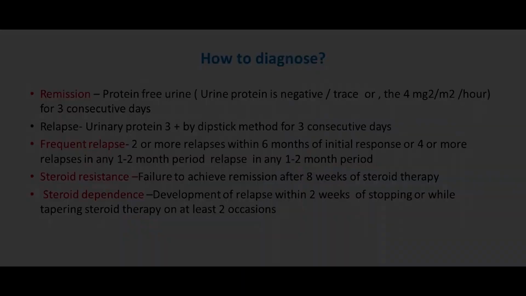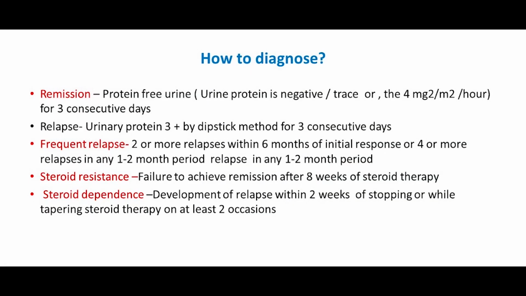Next, how to diagnose? So, we have to think about 3 or 4 important terms here. One is remission. Nephrotic syndrome is a disease which is known for relapse and recurrence. There will be so many recurrences, at least 3 to 4 times per year in a typical case of nephrotic syndrome. With every recurrence, the disease becomes more and more chronic and the steroid dependence will be more and more.